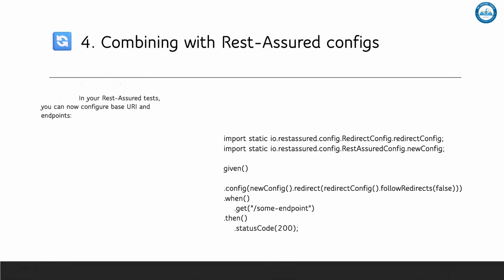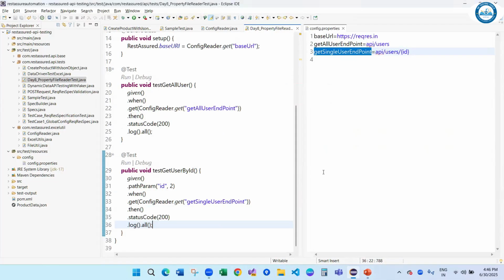Right. So there is another concept, config file, that is combining with the Rest Assured configs. We also have predefined methods in Rest Assured that is called config. Okay. So in your Rest Assured test, you can now configure base URI and endpoint like this. Given dot config new config dot redirect config dot follow redirect of false dot when dot get of endpoint URL dot then dot status code 200. Let us try with this.